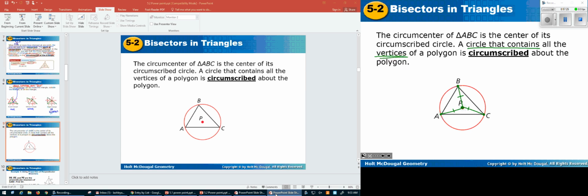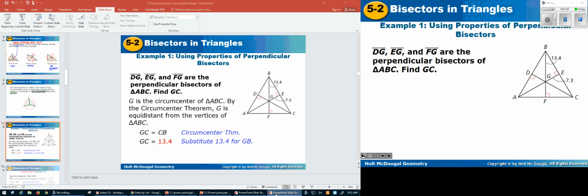Does that make sense? Okay, so this is why the circumcenter theorem works. Then you're going to see a picture like this. They may or may not give you information. If they do, read the information, mark the picture. I can't stress that to you enough.